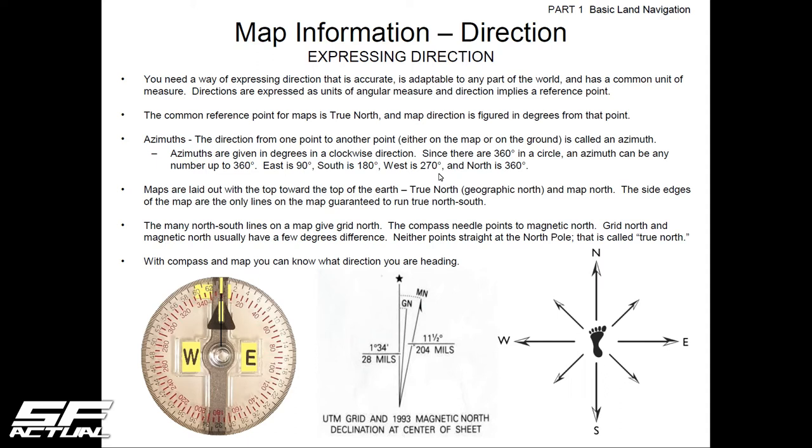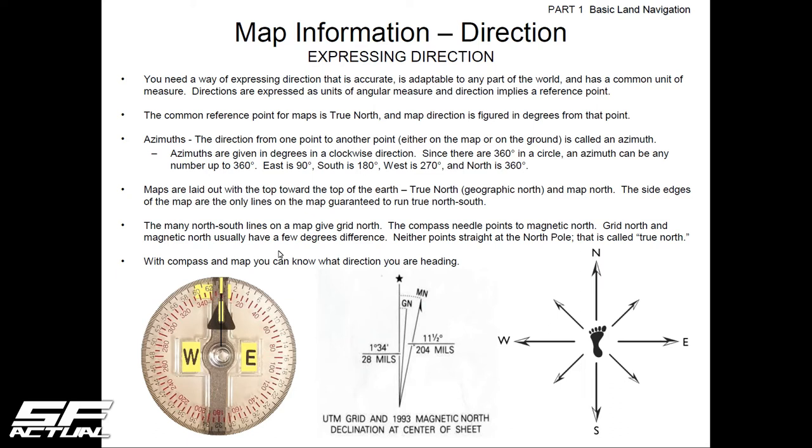So east is 90, right? We've got 80 and 100, so that's 90. South is 180 right there. West is 270, so here's 260 and 280 right there. And then back up to north, we're at 360. Maps are laid out with the top towards the top of the earth, the true north.